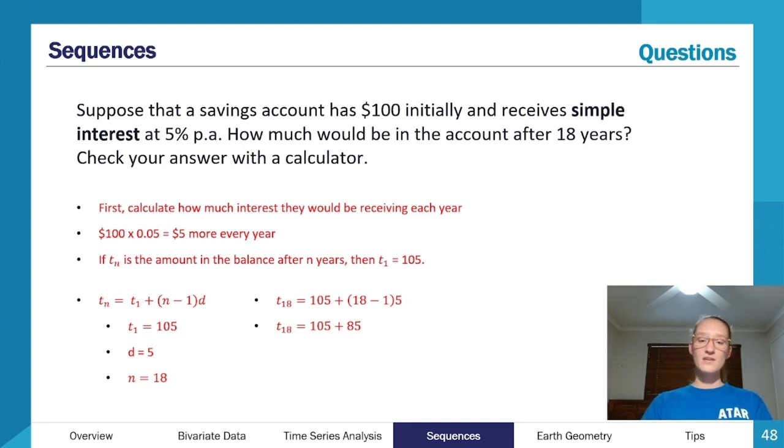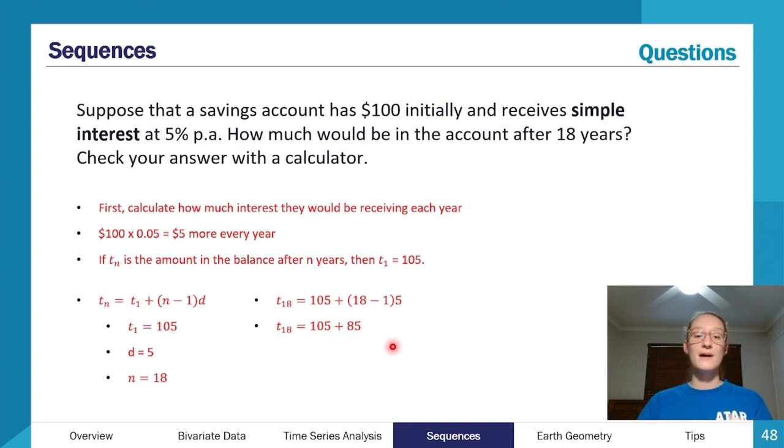So now we have 105 plus 85, which if we break down, it actually makes sense how our rule is working, because this is after 1 year. So this is our original amount plus 1 year of simple interest. And this here, 17 times 5, that's saying, well, okay, what if I added $5 an extra 17 times? So that's how I've got my 18 years worth of interest.